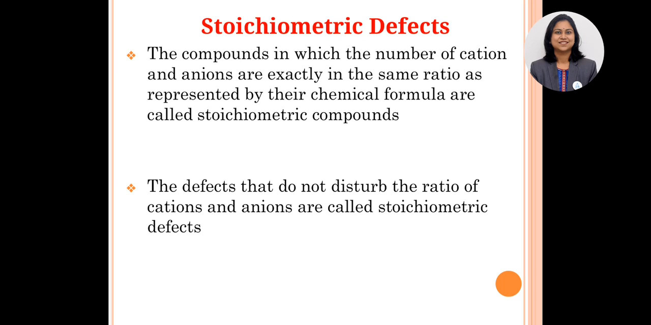Today we are going to study stoichiometric point defects. The compounds in which the number of cations and anions are exactly in the same ratio as represented by their chemical formula are called stoichiometric compounds. The defects that do not disturb the ratio of cations and anions are called stoichiometric defects.